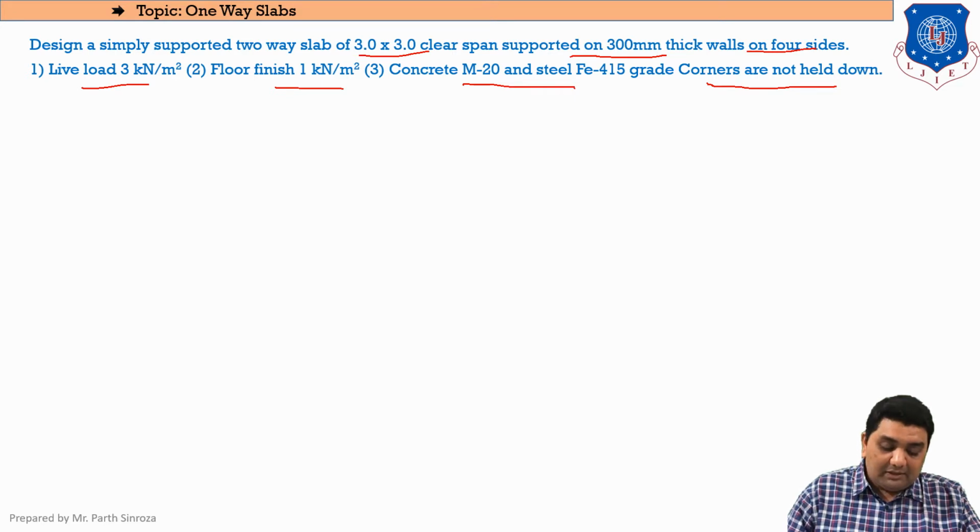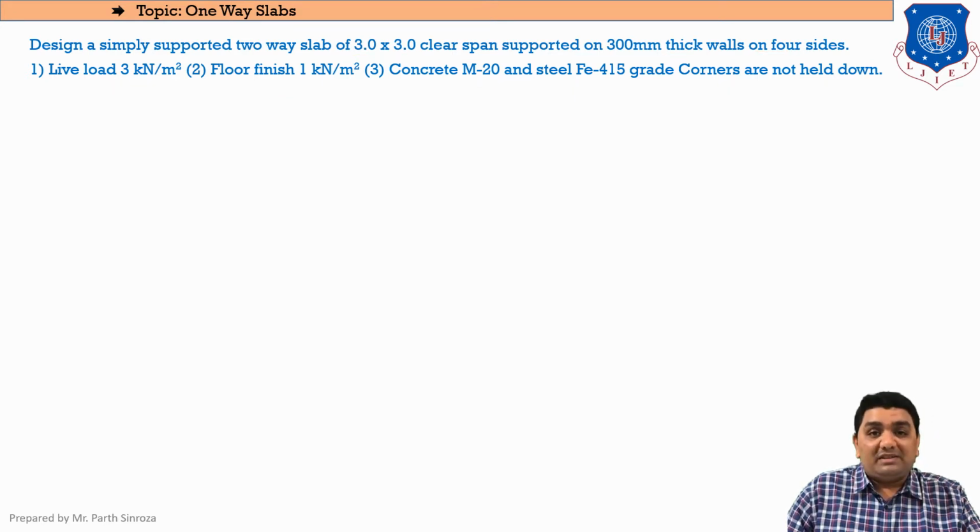So we'll be starting with our sum. The procedure will be the same. Step 1 will be to calculate the effective depth of the slab. So the first step of ours will be to calculate the effective depth.